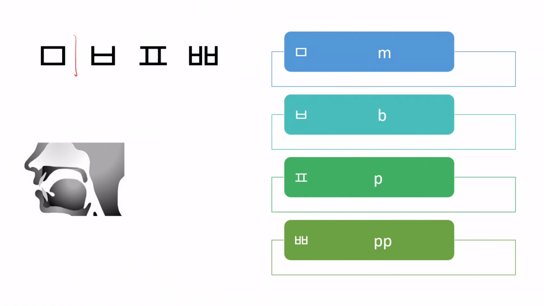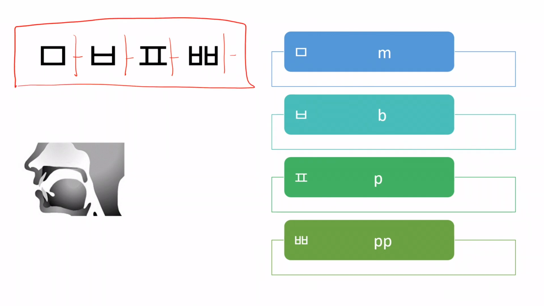Now let's look at our next family, ma, pa, pa, pa. And they are in the same family because they look alike. And they use the same part of your mouth when you speak these words or letters. They use your upper and lower lip when you say out these sounds.